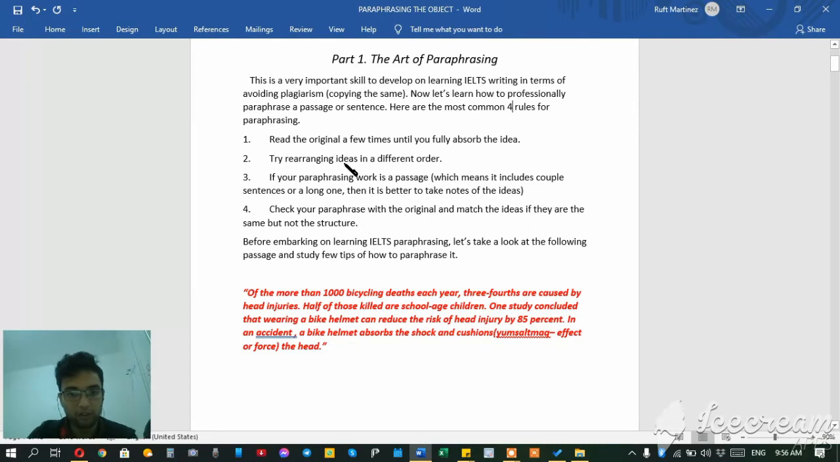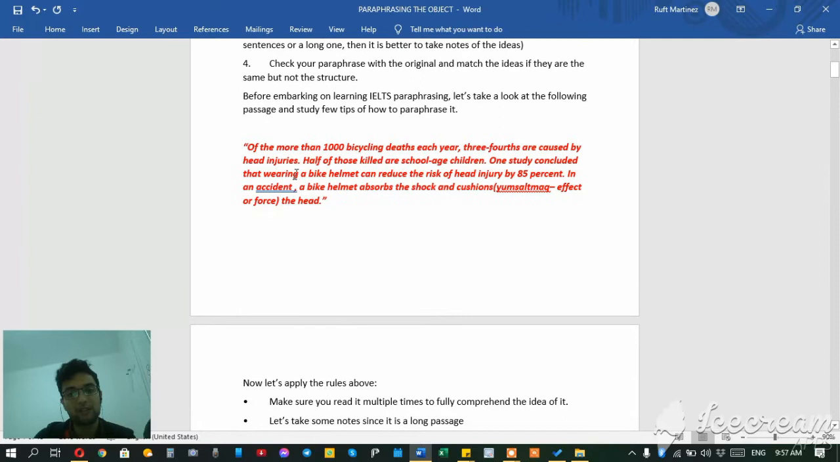Before starting on learning, embarking is a formal version of start. So in IELTS speaking or writing, you can use this word, embark. It's a very nice vocabulary. Before embarking on learning IELTS paraphrasing, let's take a look at the following passage and study a few tips of how to paraphrase it. So let's check this passage or text.